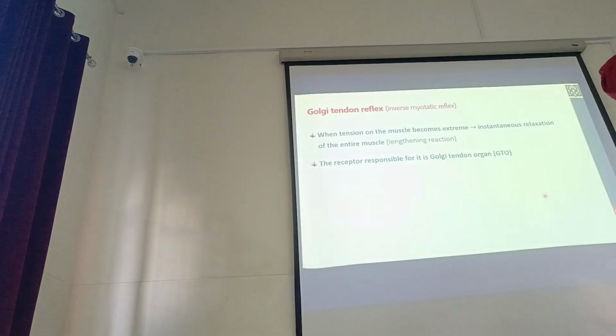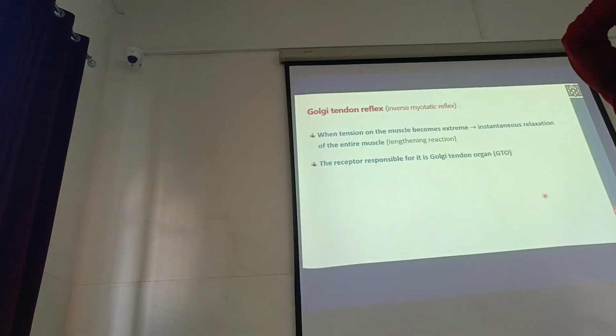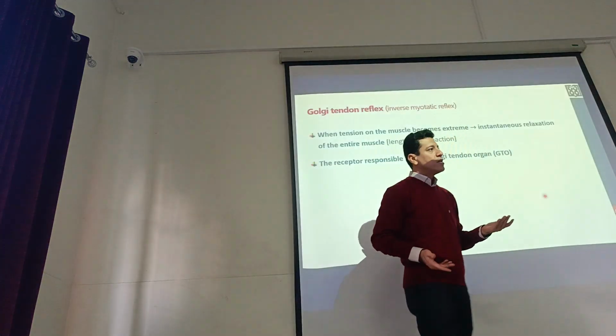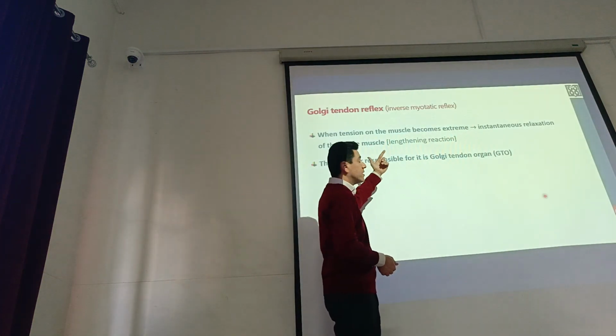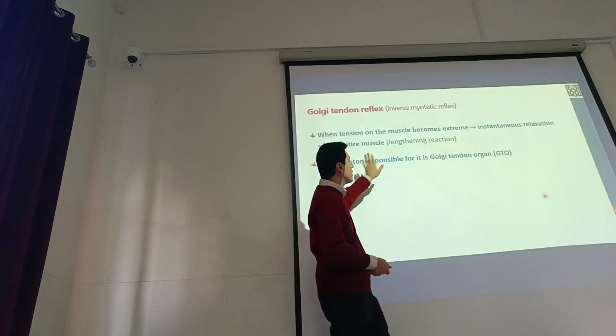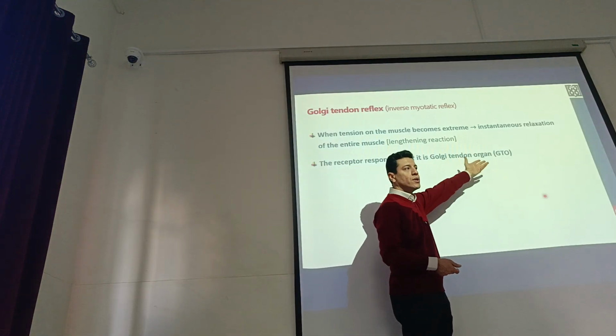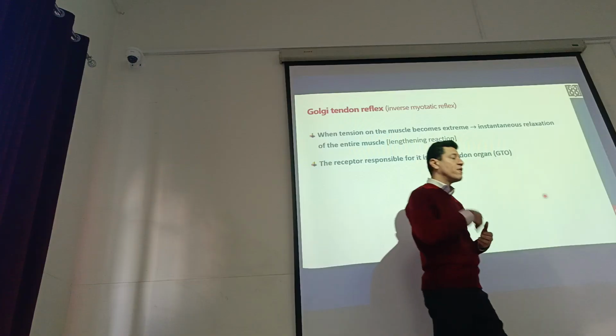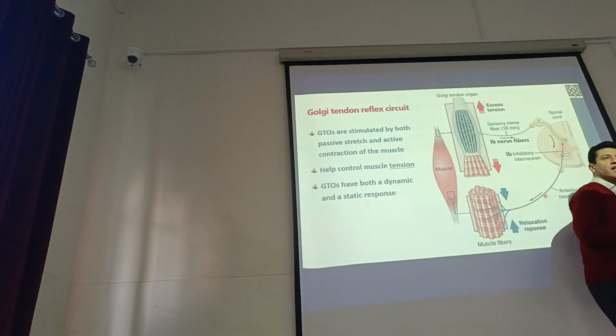So, let's remember, if we stretch a muscle, it contracts. So this is the stretch reflex. Now, if a muscle contracts strongly, it relaxes. So this relaxation is called the Golgi tendon reflex. So the receptor for this reflex is the Golgi tendon organ located in the tendon of the muscle, right? So let's see how this happens.